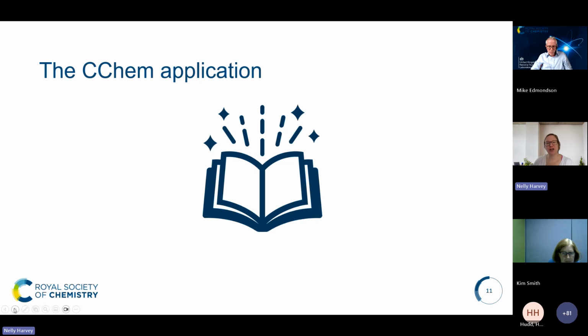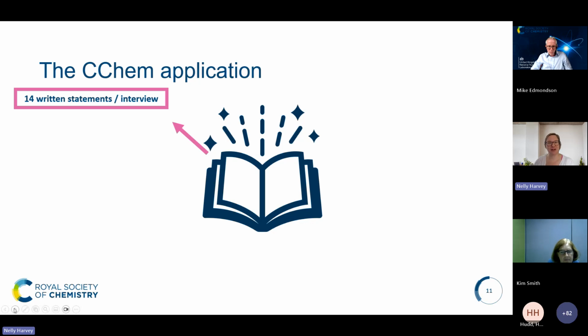So there are essentially two aspects to the chartership application. The first one is around the evidence that you provide in terms of the written statements. And for those of you on the webinar or listening afterwards that are from accredited organisations, this may also include an interview, and on occasion we may invite regular chartership candidates to an interview, but for the majority of you, the application is based on 14 written statements, and that's what the rest of these slides is all about.